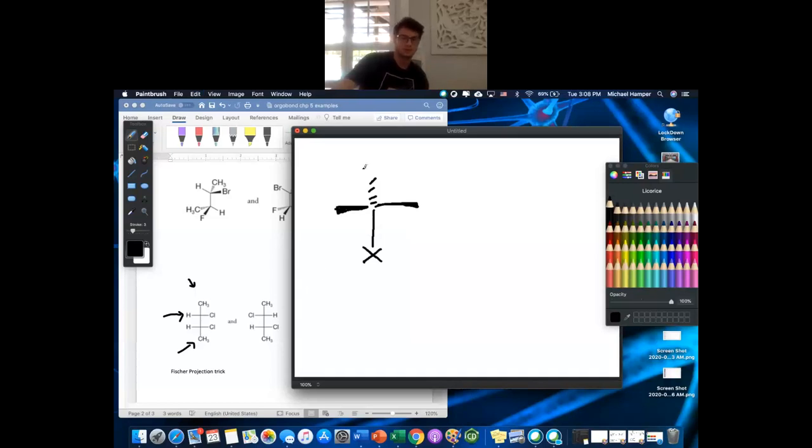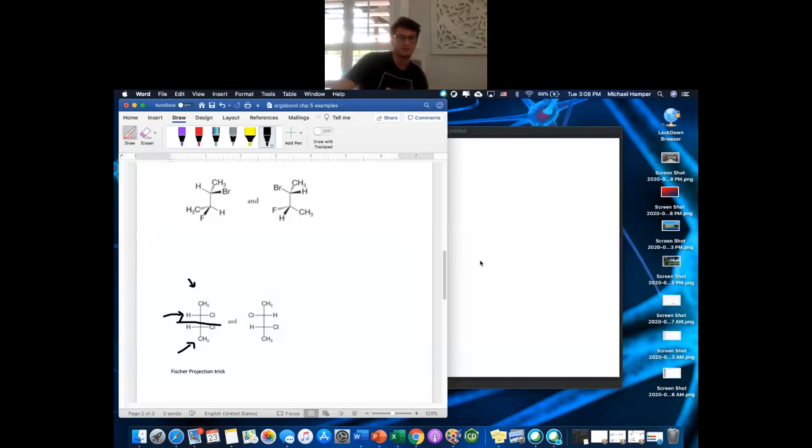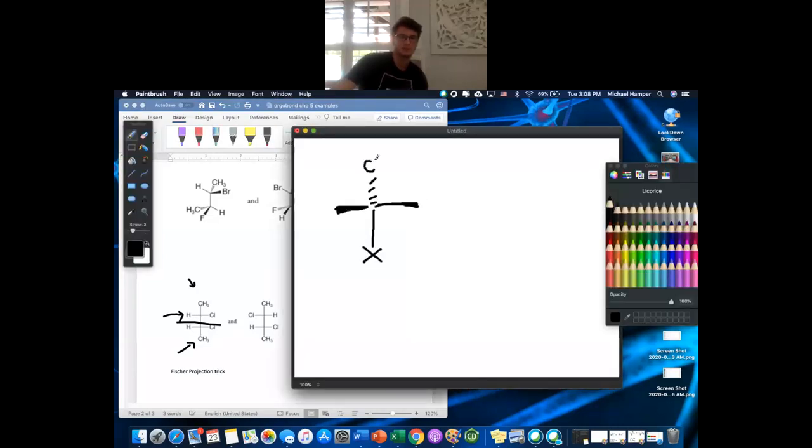So for Fischer to assign R and S, I personally don't like to keep everything together. I like to split it in half. So right now I'm just splitting this in half. That's what this is. So here's the top portion. And here's the bottom portion. So what would be the first priority? Yeah, CL. What's the second? So again, this is X, Abigail, that's correct.